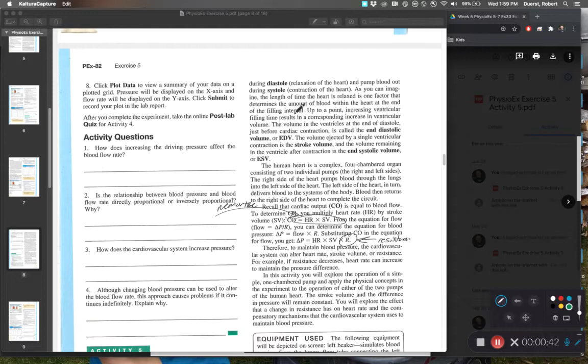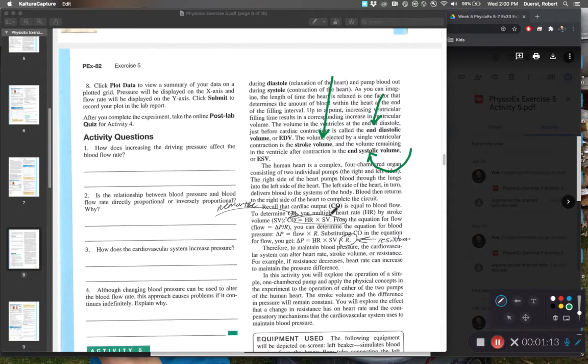And we have end diastolic volume and end systolic volume. The end diastolic volume is the amount of blood left in the left ventricle when it is done relaxing. The end systolic volume is the amount of blood left in the left ventricle after it is done contracting, or after the end of systole. The difference between those is the amount of blood ejected from the heart with one contraction. This is known as stroke volume.